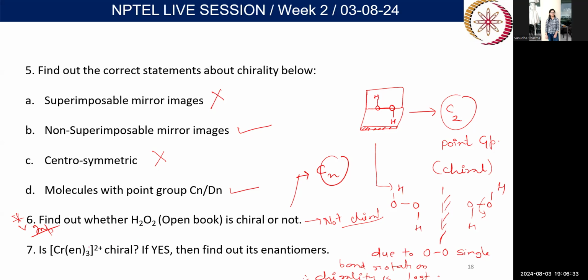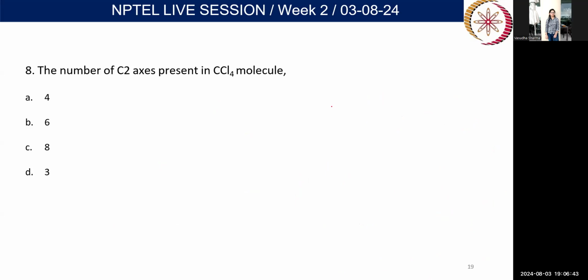So here you have a chromium ethylenediamine complex. We need to find out whether it is chiral or not, and if yes, then find its enantiomer. So I'm solving it over here. Ethylenediamine, en, is nothing but two NH2 groups bound with CH2. So this we define as N-N.